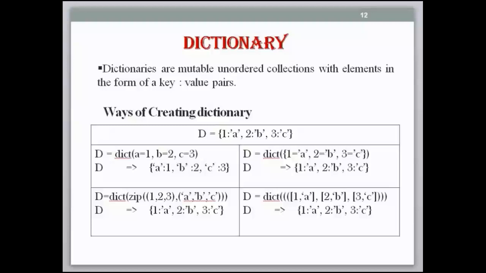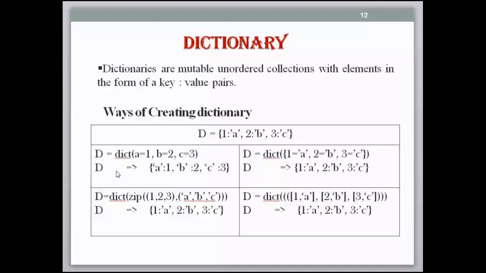Now dictionary. Dictionaries are mutable unordered collections with elements in the form of key value pairs. Now these are the ways to create dictionary. Like you can directly create a dictionary like this. D is equals to curly bracket 1 colon A, 2 colon B, 3 colon C. So the curly bracket is used to create a dictionary.